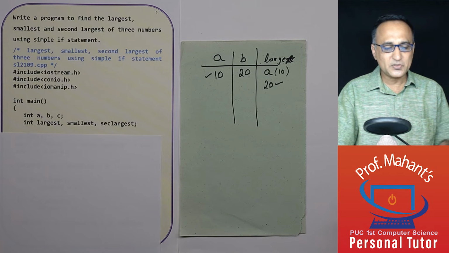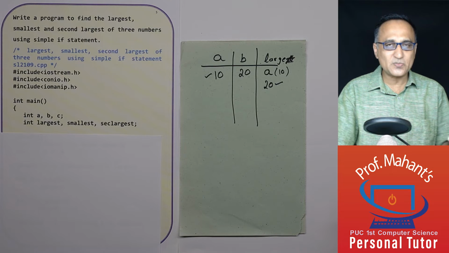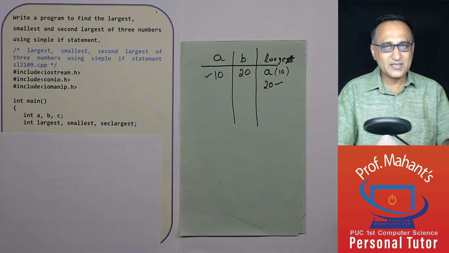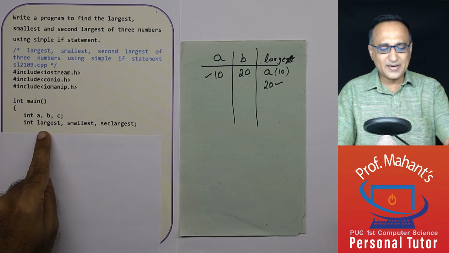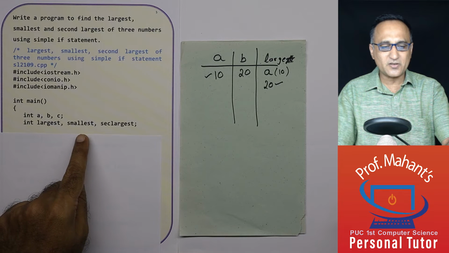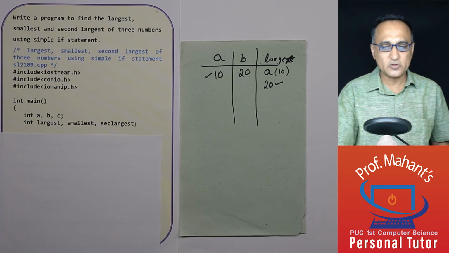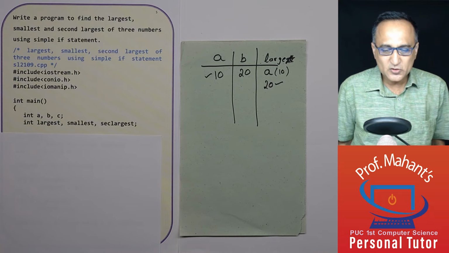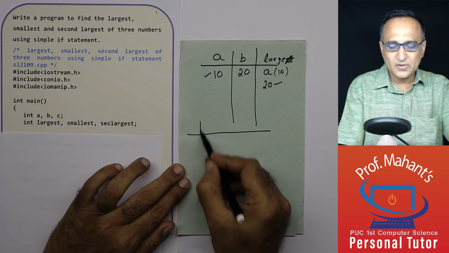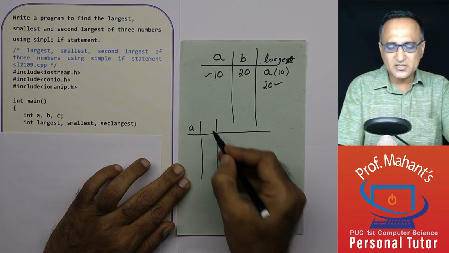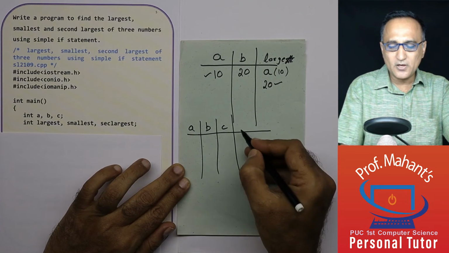Same for the smallest. I'm going to assume a is the smallest, then compare b with smallest, compare c with smallest and get the smallest value. Second largest is really easy. You will add a plus b plus c and subtract the largest plus smallest, which will give you the only remaining number, which happens to be the second largest. So let's take a look at this particular program and understand its working. The best way, as I said, is you must create this table to get a good feel of it.